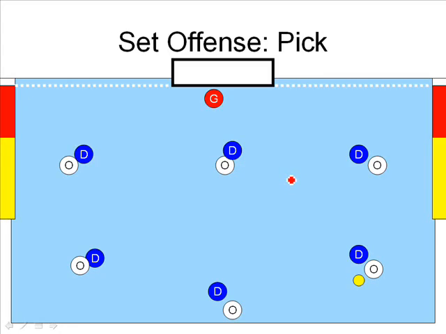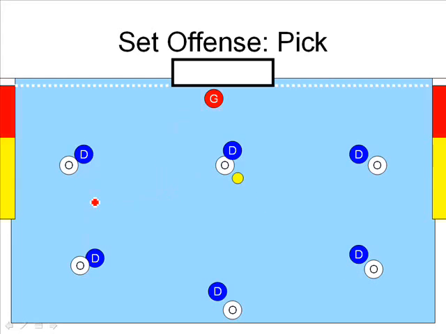Another option once the hole is set is an offensive pick. What you'll see is once the hole is set, this offensive player will come try to screen this defender. This guy will come out to about the 4-meter mark. The pass will come, and there will be a shot.